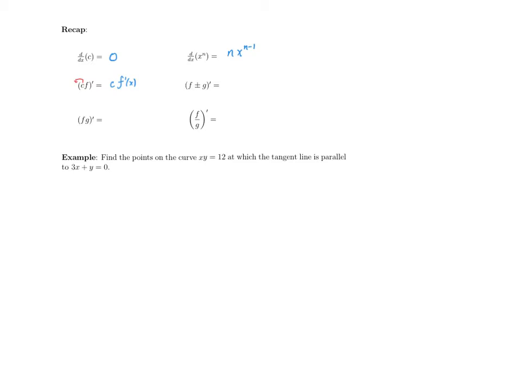If we differentiate a sum, it becomes a sum of the derivatives, and the same thing if it's a difference. And lastly, we have the differentiation rules for a product and a quotient. The product rule tells us that the derivative of f times g is the derivative of the first times the second plus the first times the derivative of the second. And for a quotient, we get low d high minus high d low all over the bottom squared.